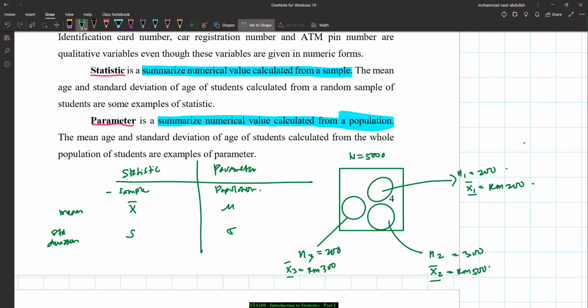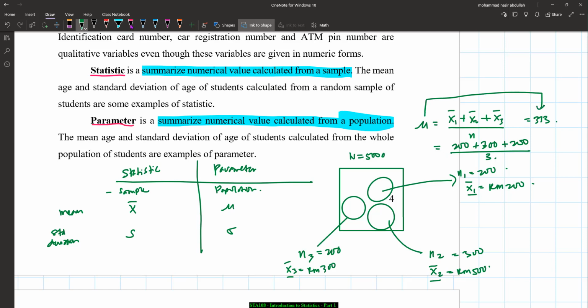So if I want to infer back to the population, I take mu, which is equal to X bar bar, which is X bar 1 plus X bar 2 plus X bar 3 divided by n. So this is 200 plus 300 plus 200 divided by 3, which is equal to 333, for example. So the average, or parameter, for the population monthly pocket money should be RM333. This is the parameter, mu, and this is the sample. I hope you can differentiate between parameter and statistic.